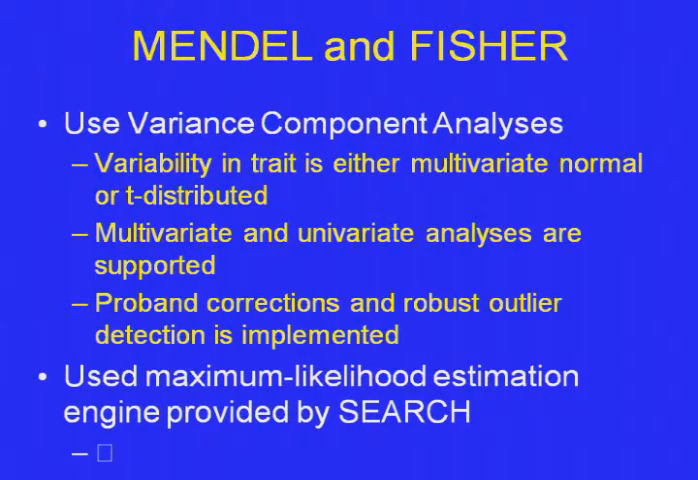And then both of those packages used variance component analysis, where the variability in a trait is either multivariate normal or t-distributed, and supported both multivariate and univariate analysis, including proband correction and robust outlier detection, and used the maximum likelihood estimation engine provided by the SEARCH tool.